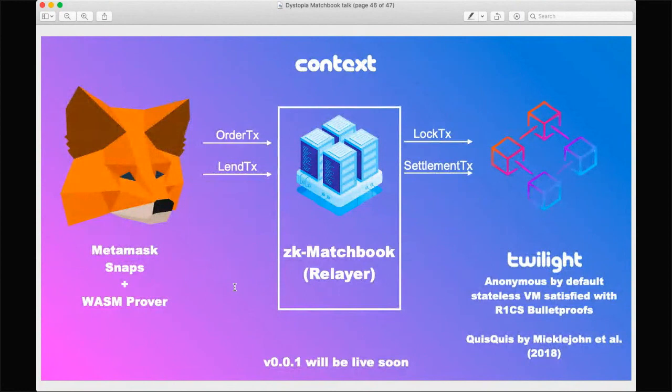So again, looking at the bigger picture, I tried to give you a flavor of what zk-Matchbook actually looks like. There's a lot there which is cryptography specific, and there's a lot there which is mechanism design specific. And just look at the doc.